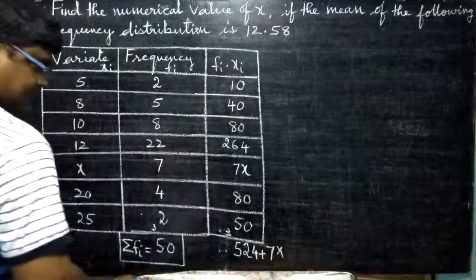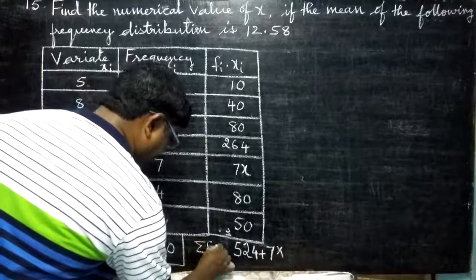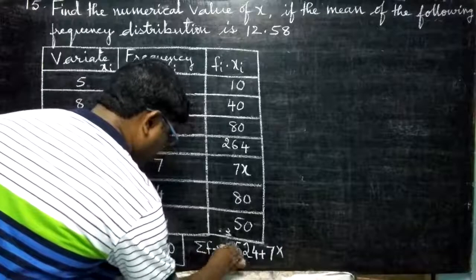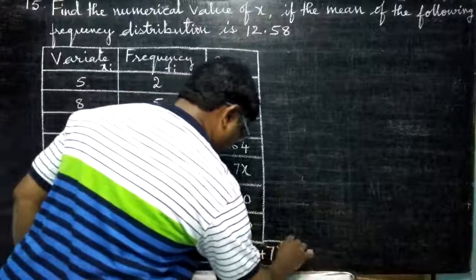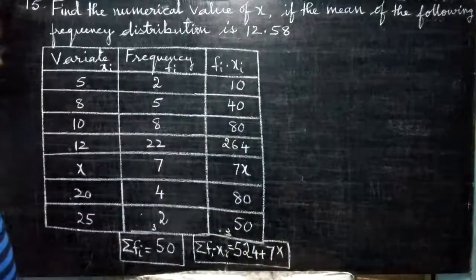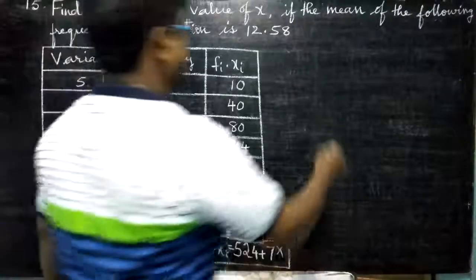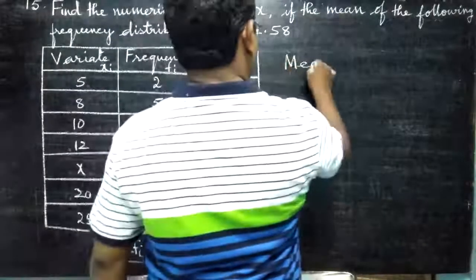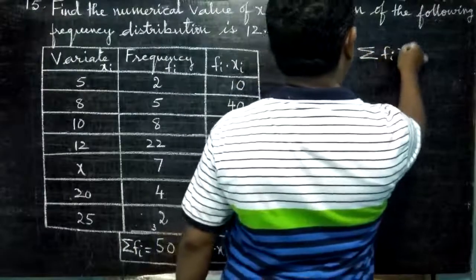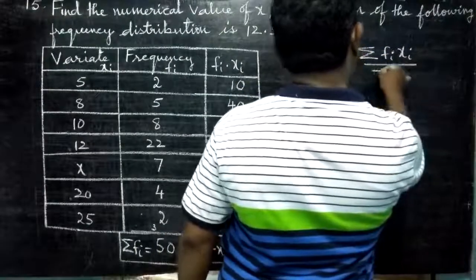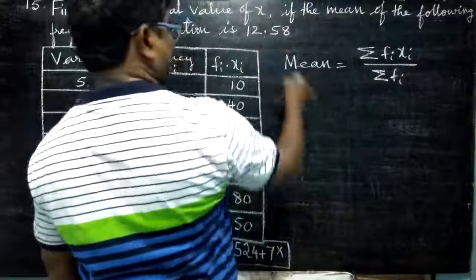Can't add. So sigma fi xi, how much did you get? Sigma fi xi you got as 524 plus 7x. Now find the mean. What is the formula for mean? Sigma fi xi by sigma fi. Mean they have given in the problem.